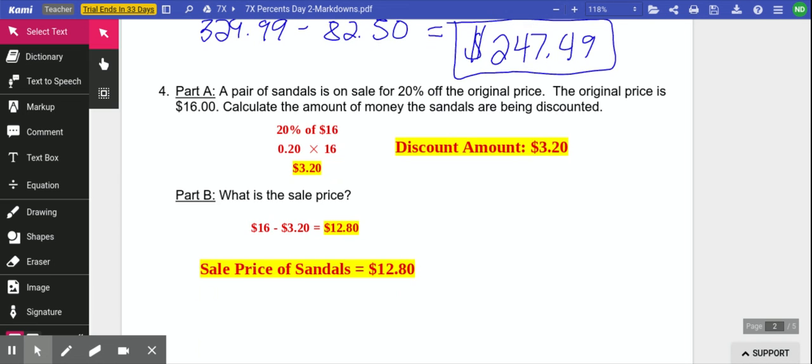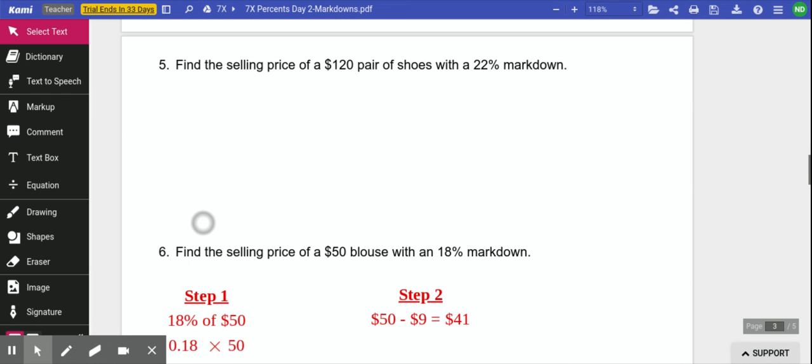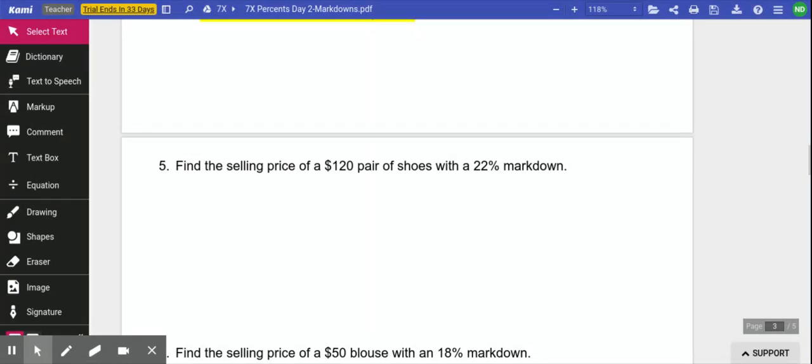Okay, here's the answer to number 4. The discount amount was $3.20, which made the sale price of the sandals $12.80. All right, number 5 through 7, a little bit different in just the way I asked the question. Again, we got to read these carefully. So number 5 says, find the selling price of a $120 pair of shoes with a 22% markdown.